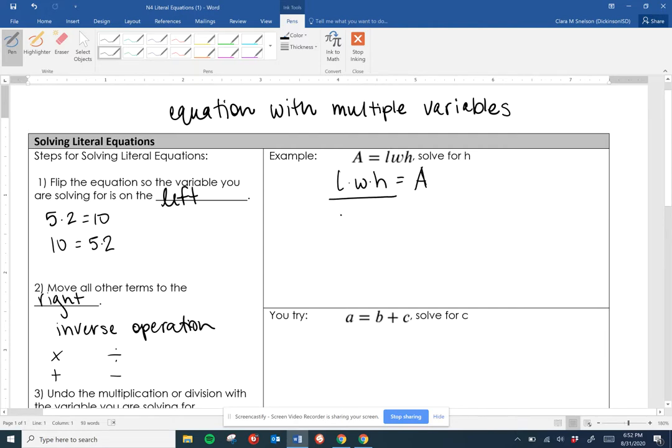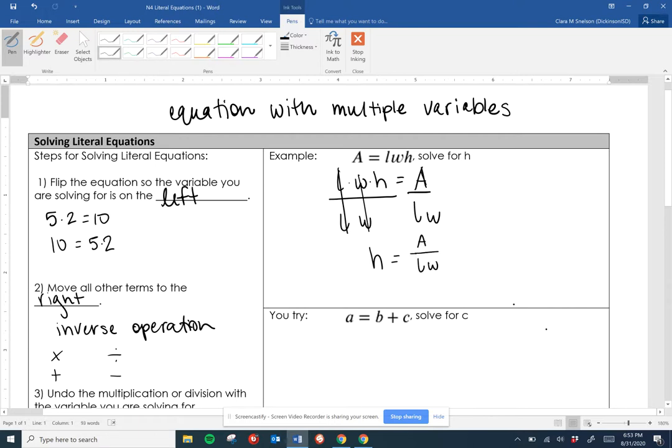So I'm going to divide by L in order to get rid of that L, and I'm going to divide by W to cancel out the middle W. And I have to do the same thing on the right side also. Okay, so L divided by L is 1. Anything divided by itself gives us 1. 100 divided by 100 is 1. 7 divided by 7 is 1. And so those are going to cancel out. Same thing with W divided by W. And I end up with H equals A divided by LW.